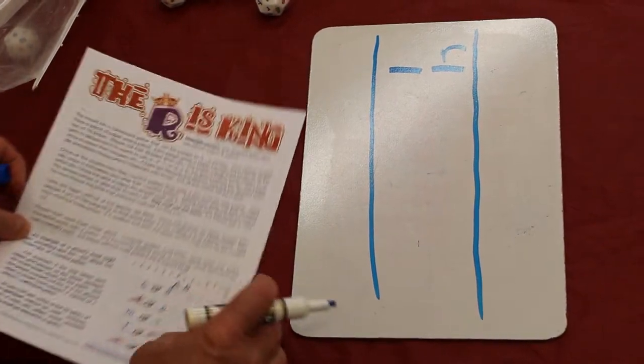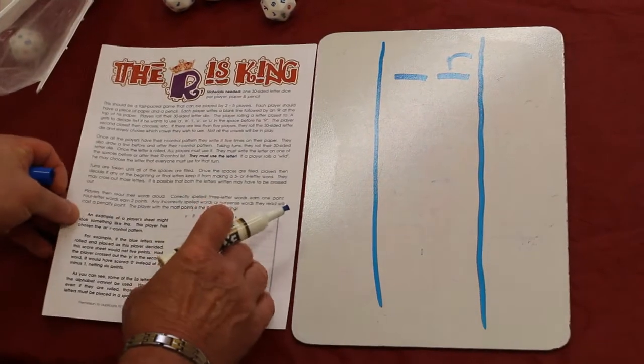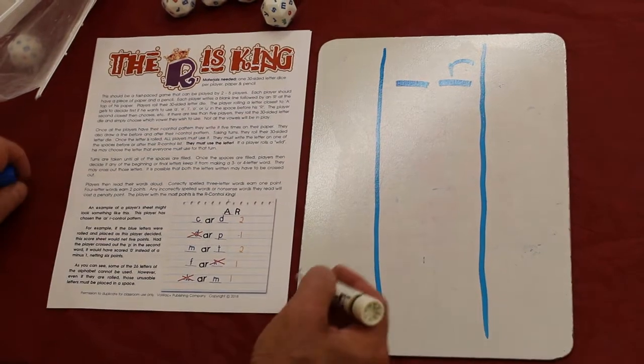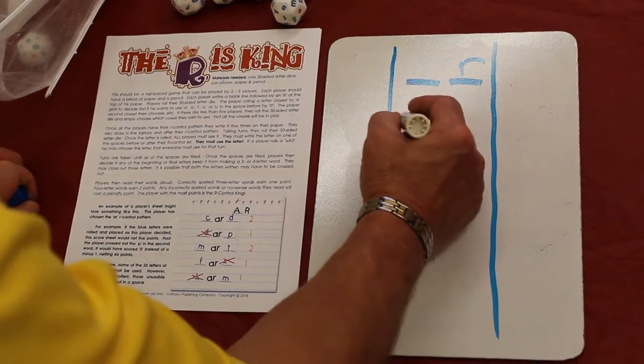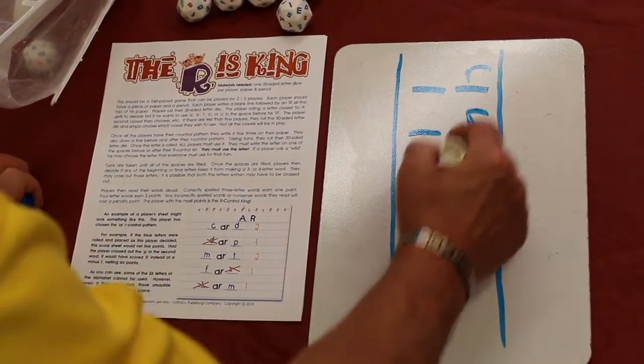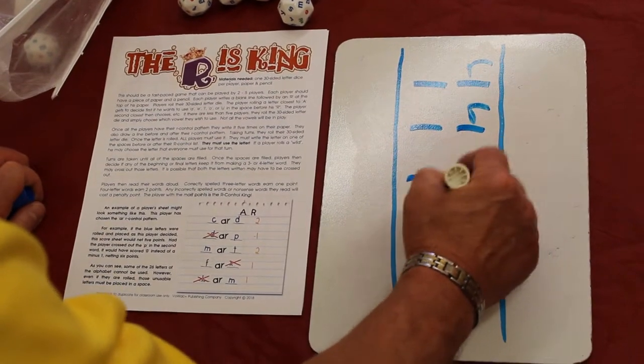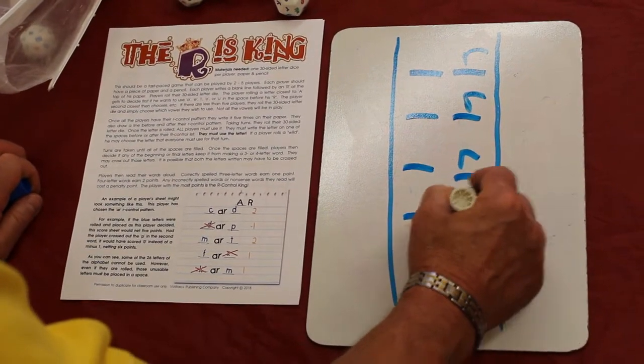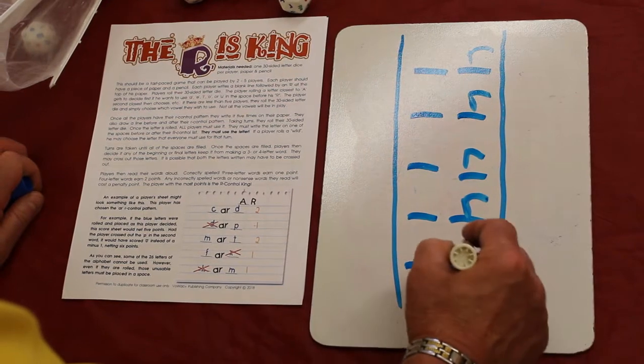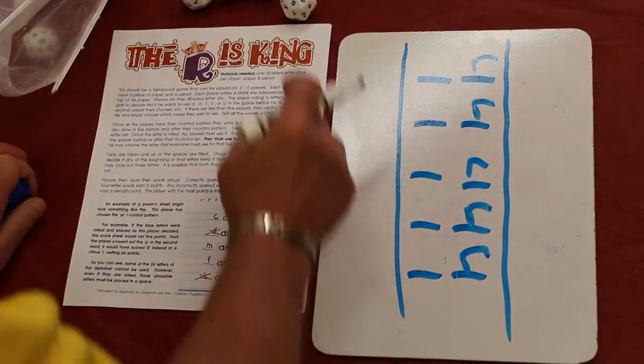Real quick game for R control. It requires a piece of paper, looks like this. They basically, on their paper, write 5 blank R's because we have to determine what vowel we're going to use.